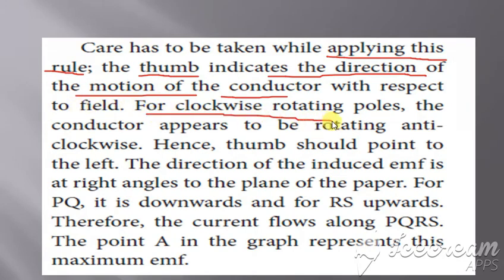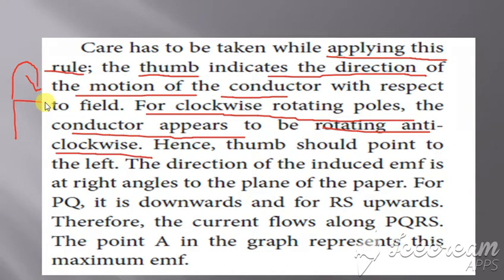Here, when you are considering the field rotating clockwise, the conductor appears to be rotating anti-clockwise. So the field goes clockwise, but the conductor, as seen, is going anti-clockwise. Since it is anti-clockwise, what happens? The thumb should point to the left. The thumb will point to the left.